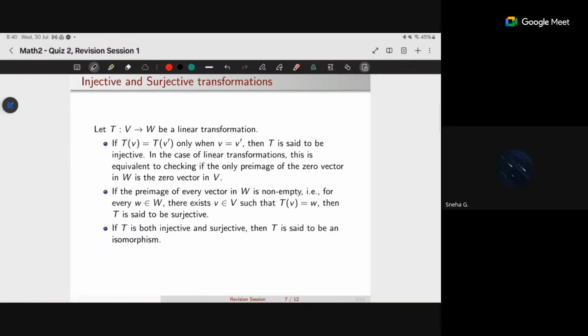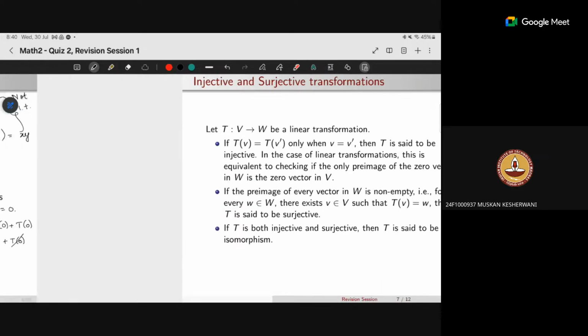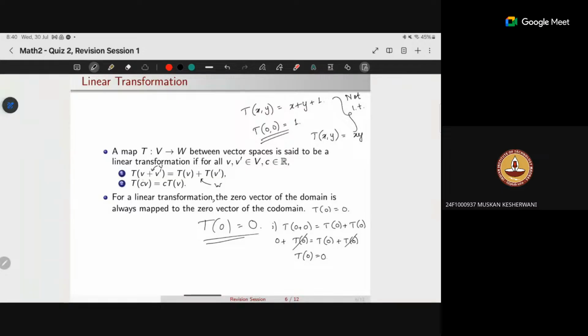Sir, can I ask something? If it satisfies T of 0 equal to 0, then what should be the next step? Then you'll have to actually verify whether T of v plus v prime is equal to T of v plus T of v prime, given the properties, for addition, and similarly for scalar multiplication.